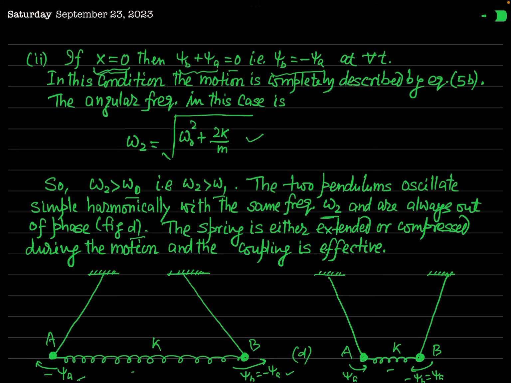But in the first situation, when we considered y equal to 0, the coupling was not effective. Both pendulums were completely uncoupled. They were oscillating, in fact, independently from one another. So this is all about the equation of motion of the two coupled pendulums.